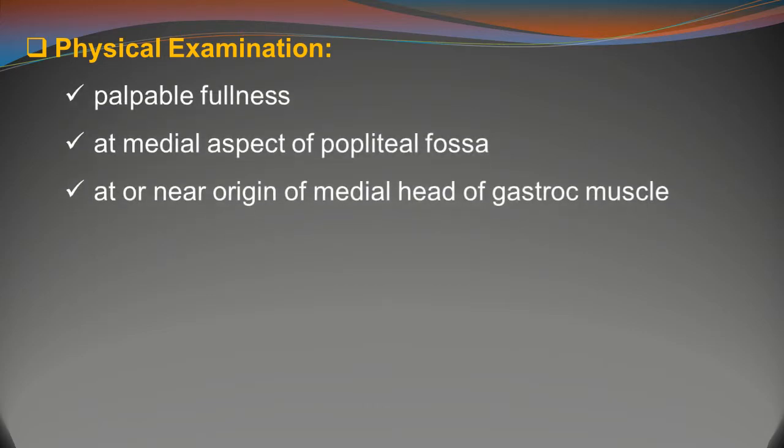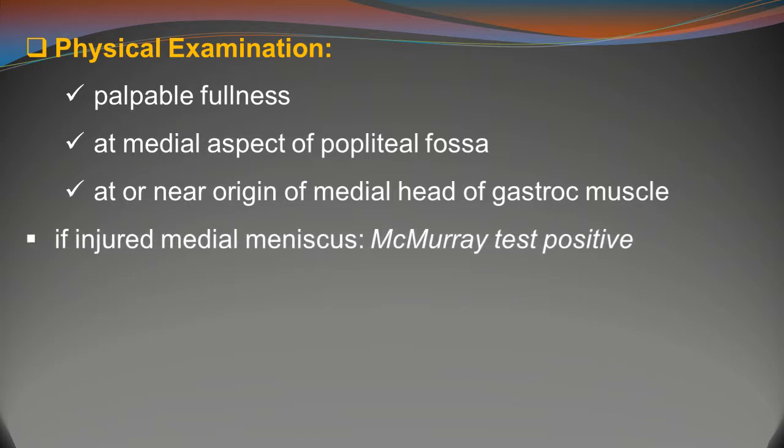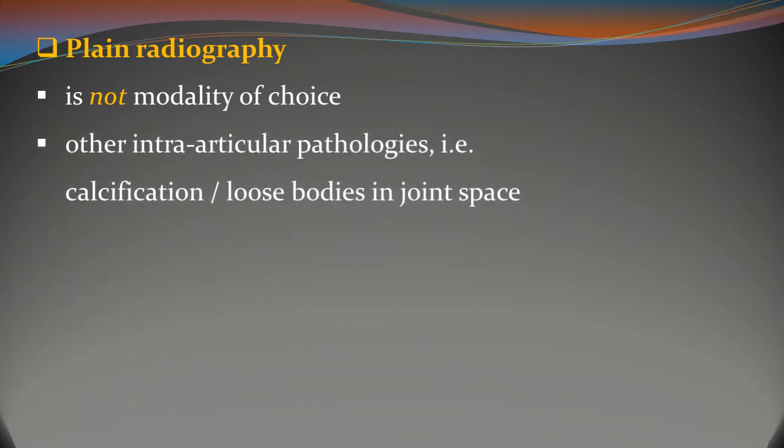Physical examination may show palpable fullness at the medial aspect of the popliteal fossa or near the origin of the medial head of the gastrocnemius muscle. If the medial meniscus is injured, McMurray's test is positive. So plain radiography is not a modality of choice. It may show other intra-articular pathologies including calcification, loose bodies and joint space changes.